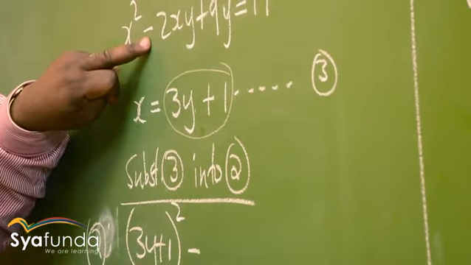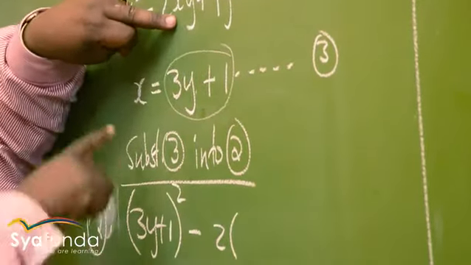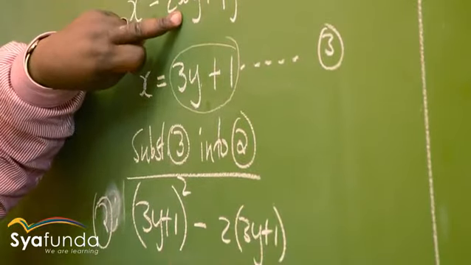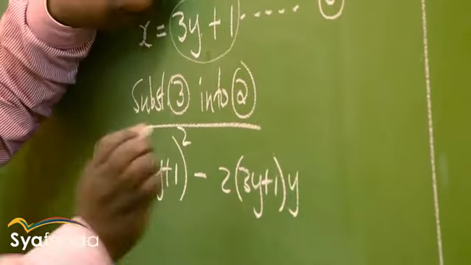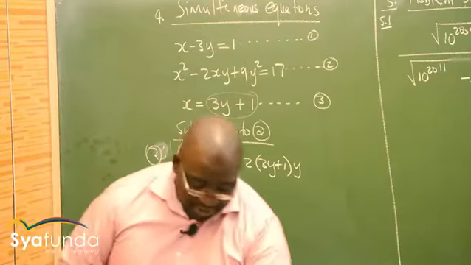Minus 2 into another x. What is the value of x? It is 3y plus 1 in this particular case. And then there's another y. That's what we have. Whenever you see something like this, I advise you that you do it at the same time.